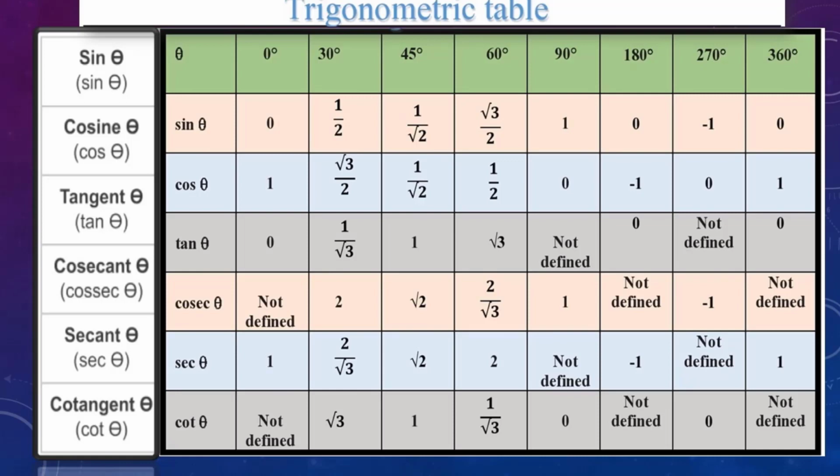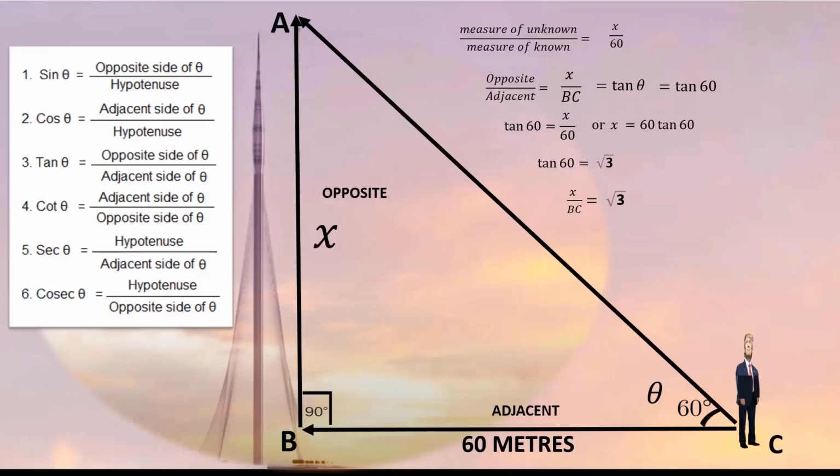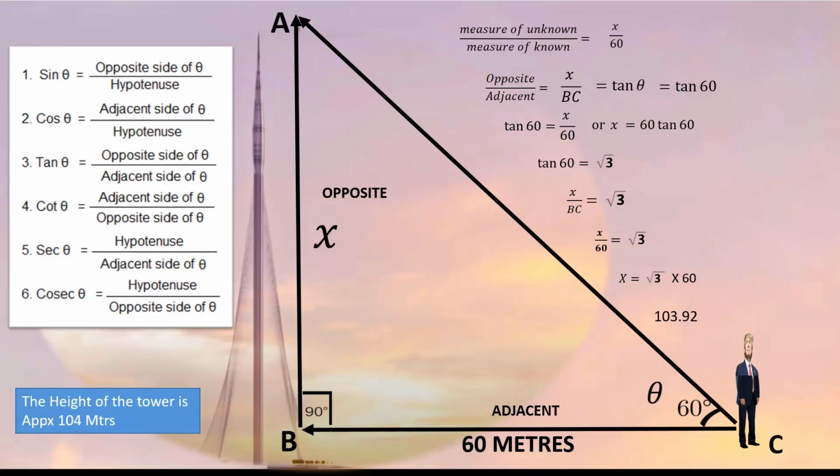So how much do you get when you multiply 60 by root 3? You get 103.92. Therefore, the height of the tower is approximately 104 meters. This is how you use trigonometric ratios to measure heights and distances.